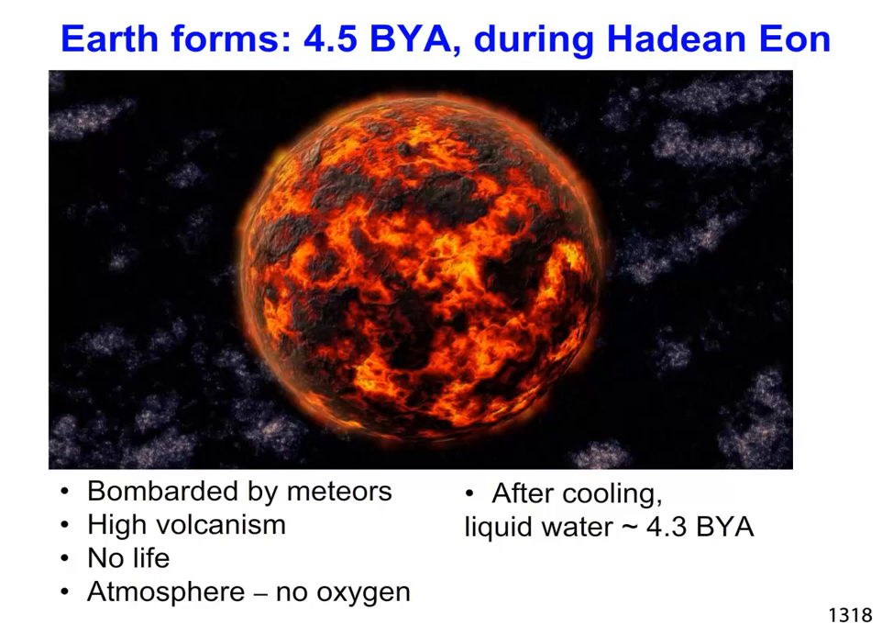Okay, the Earth was also bombarded by meteors. There were volcanoes everywhere. There was no life, because even if there was, it would have been wiped out by the volcanoes or the meteors. No oxygen. Eventually Earth would cool, and liquid water would arrive approximately 4.3 billion years ago. So it took a while for things to form and settle down.